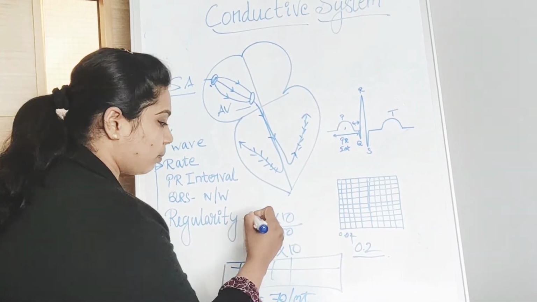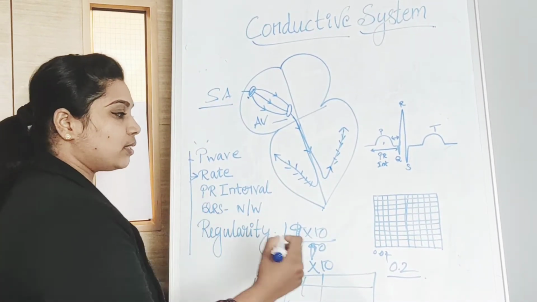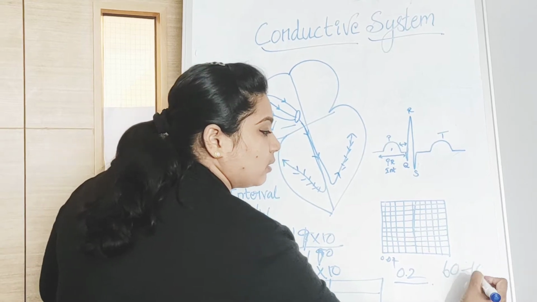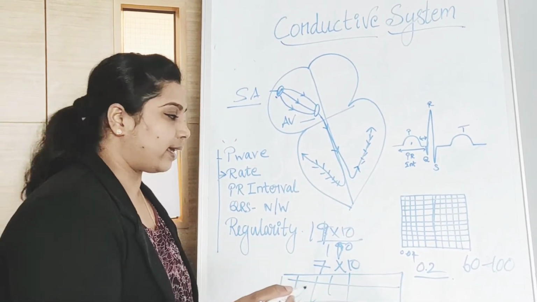Sorry, this is also normal. Like 11 beats means 11 into 10, 110, which is tachycardia. Always 60 to 100 is normal. Less than 60 is brady and more than 100 is tachy.